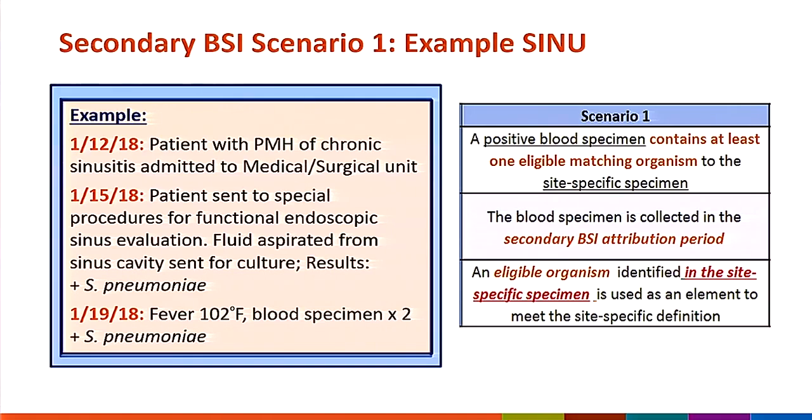On the 19th, the patient is febrile to 102 Fahrenheit, and they draw a blood specimen and culture that, and the patient is also positive for the same organism, strep pneumo, in the blood. So in this case, we have a positive specimen in the sinus fluid that matches, and that organism is eligible for sinus infection, and it matches at least one organism in the blood, in this case, the only organism. The blood is collected in the secondary BSI attribution period, and that sinus fluid culture is actually used as an element to meet the site-specific definition. So I have a graphic of that in the next slide.